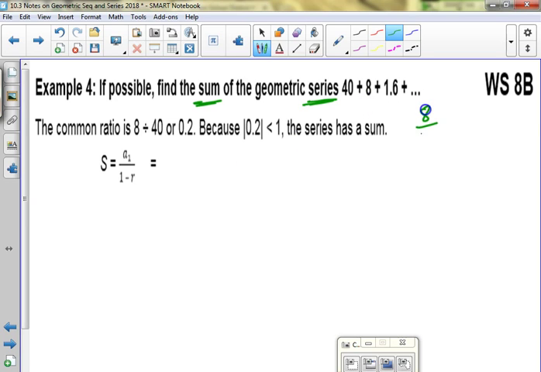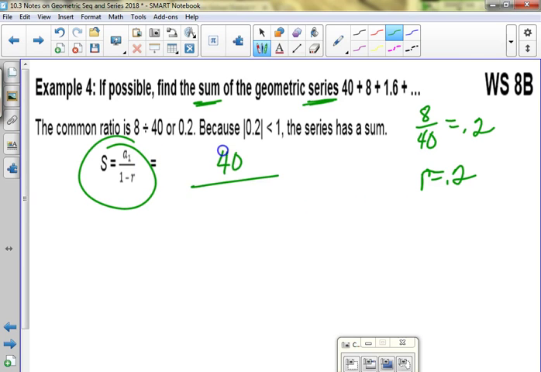If we do 8 divided by 40 here, we get 0.2. So it is less than 1. The R is less than 1. And then the formula is just take the first term divided by 1 minus the R. Is it 50 maybe? I have no idea. 40 divided by, yes.